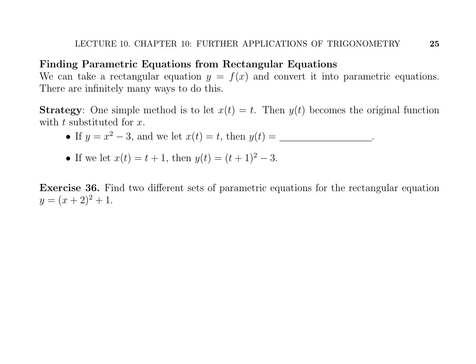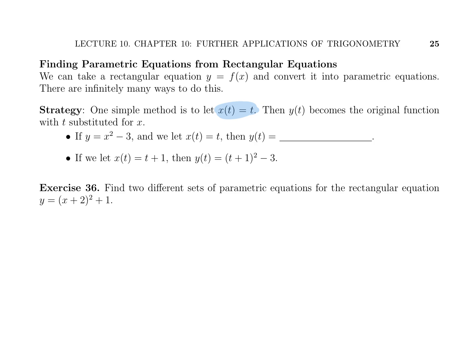So this time we're going to find parametric equations from rectangular equations. Okay, so let's see what they ask us to do. So we can convert any Cartesian equation into a set of parametric equations by just doing the simple method here. You just let x of t equal to t, and then you just substitute that into the y equation. So, all right, let's look at an example here.